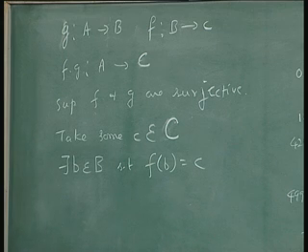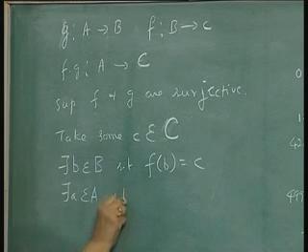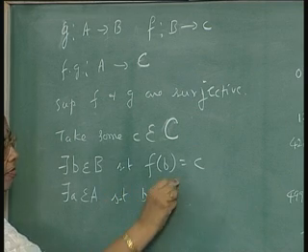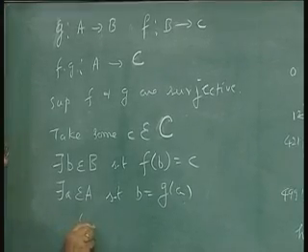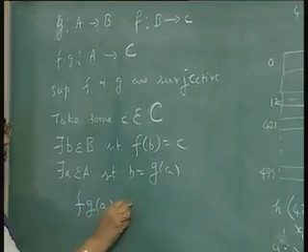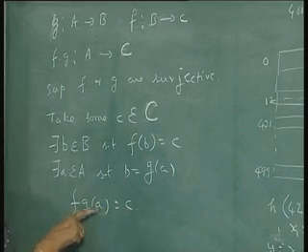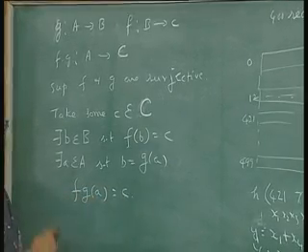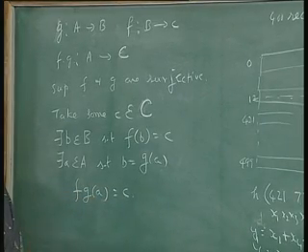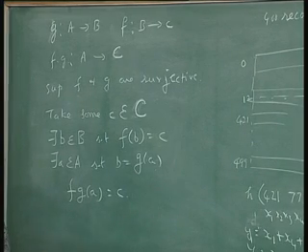And because g is surjective, there exists an a belonging to A such that b is equal to g of a. So, what can you say? fg of a is equal to c. So, if you take an element c from the set C, there is an element a from the set A such that fg of a is equal to c, that is, fg is a surjective function. So, if f and g are surjective, then fg is a surjective function.